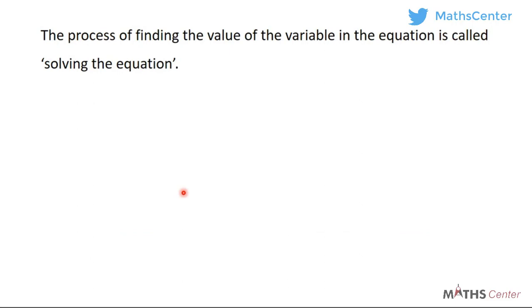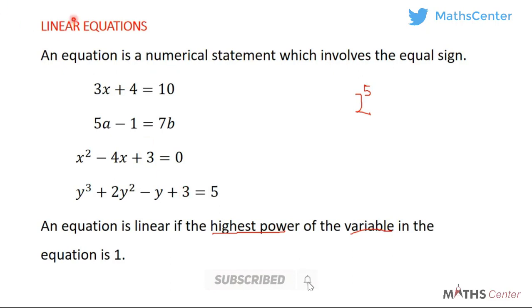Let's move on. The process of finding the value of the variable in the equation is called solving the equation. Now, what does this mean? When we come here, we have seen that this example here is linear. This is also linear. So we are going to concern ourselves with these two examples from now on. So we are going to concentrate on this one and this one.